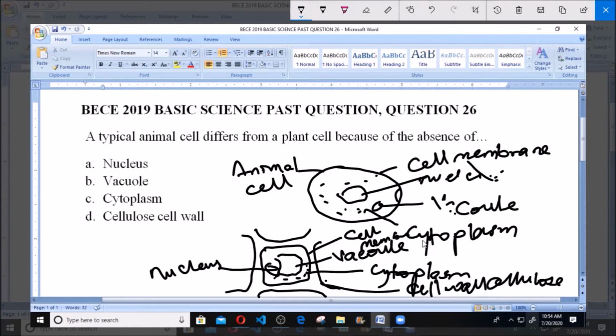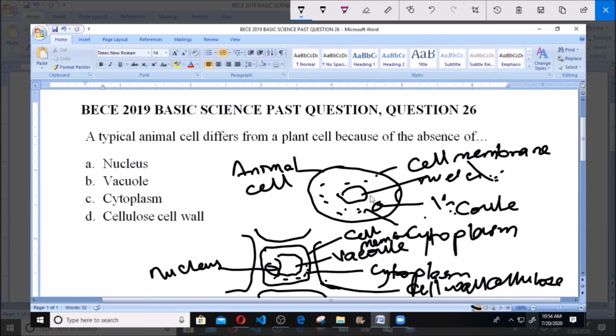Now you can see from this that the cell membrane is common in both plant and animal cells. Your cytoplasm is common in both, the nucleus is common in both, and the vacuole is common in both, although the vacuole in the plant cell is larger than that in the animal cell. But something is absent in the animal cell which is present in the plant cell, and that is the cellulose cell wall. This cellulose cell wall is important for the rigidity of plants. It gives them their rigid structure. But in animal cells, it is absent.